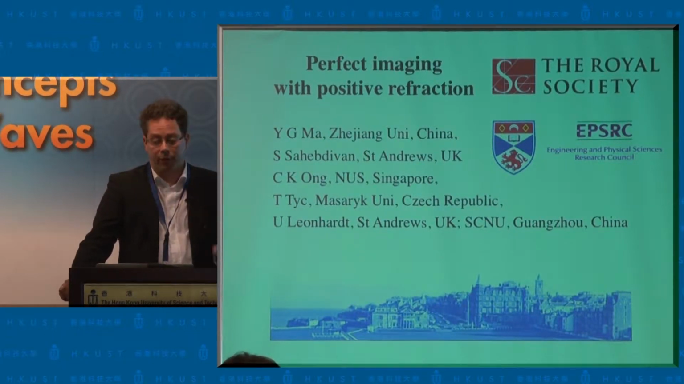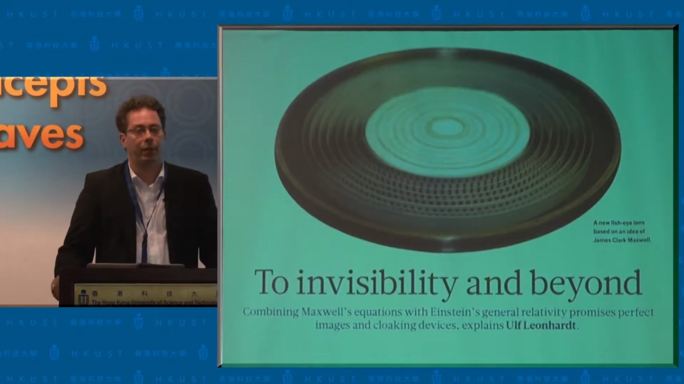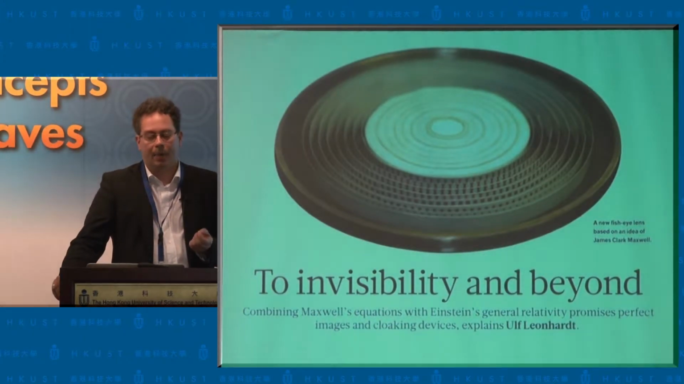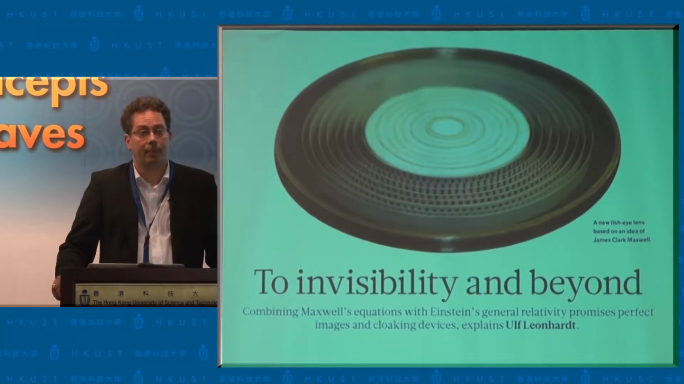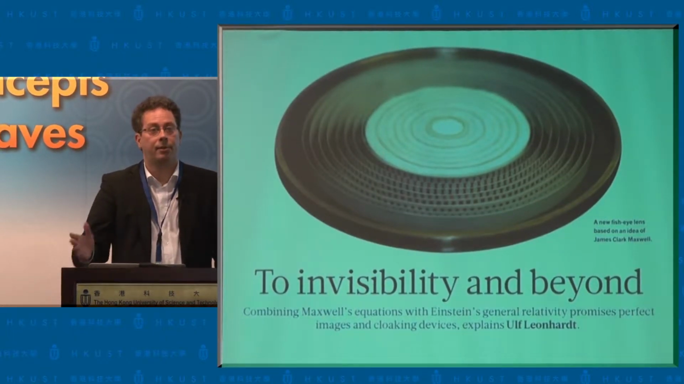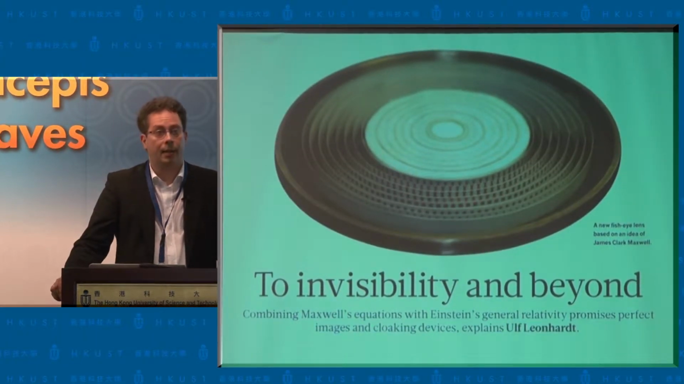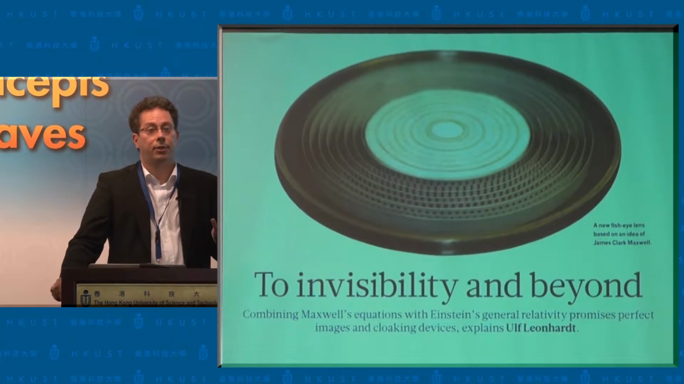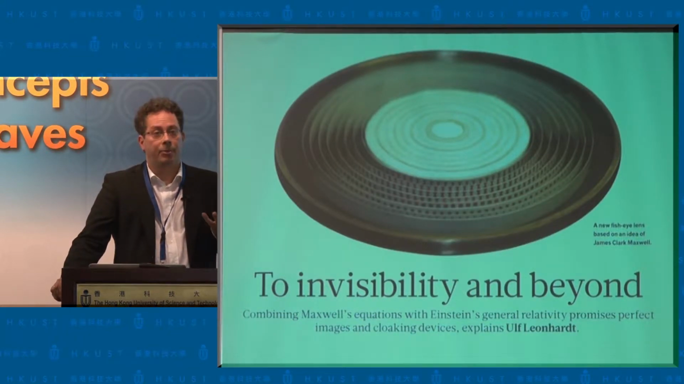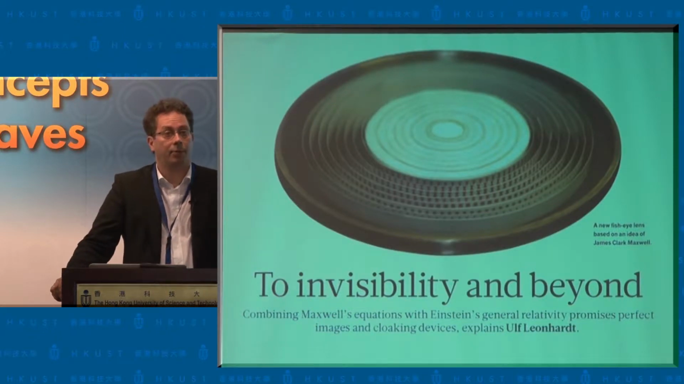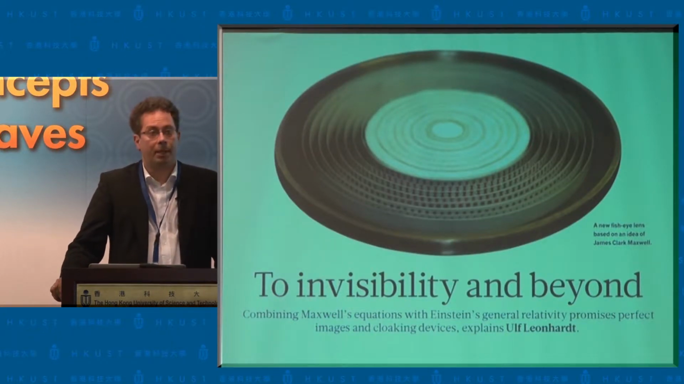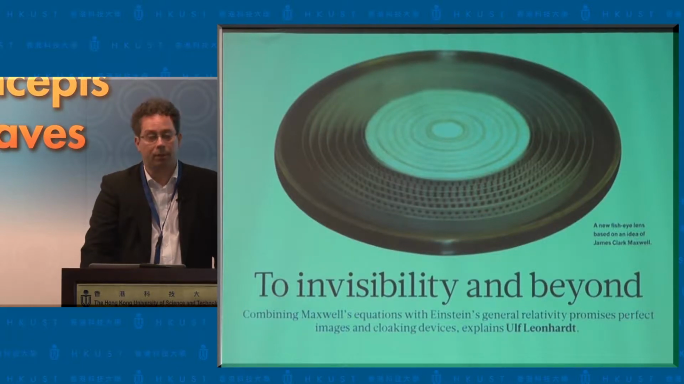The question I'm starting with is essentially, for this field, how to go beyond invisibility. What comes next? What are the next interesting subjects where we can apply the lessons learned from transformation optics in the real world? One approach clearly is to go into different subjects, to go away from optics to acoustics and other areas where wave physics matters. But in optics, what could be the next step?